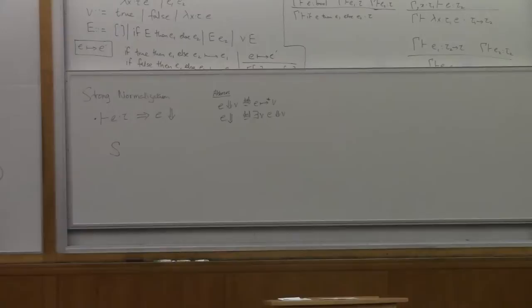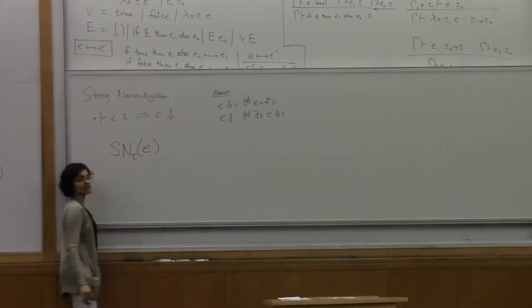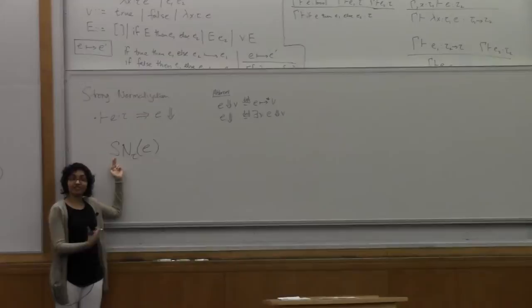I'm going to define the set SN for strongly normalizing terms. And when I write SN with a subscript tau applied to E, the way I want you to think of this is E is some expression of type tau that is strongly normalizing. We're going to define this predicate to give us what I just said. Okay, so let's look at how we would do that.